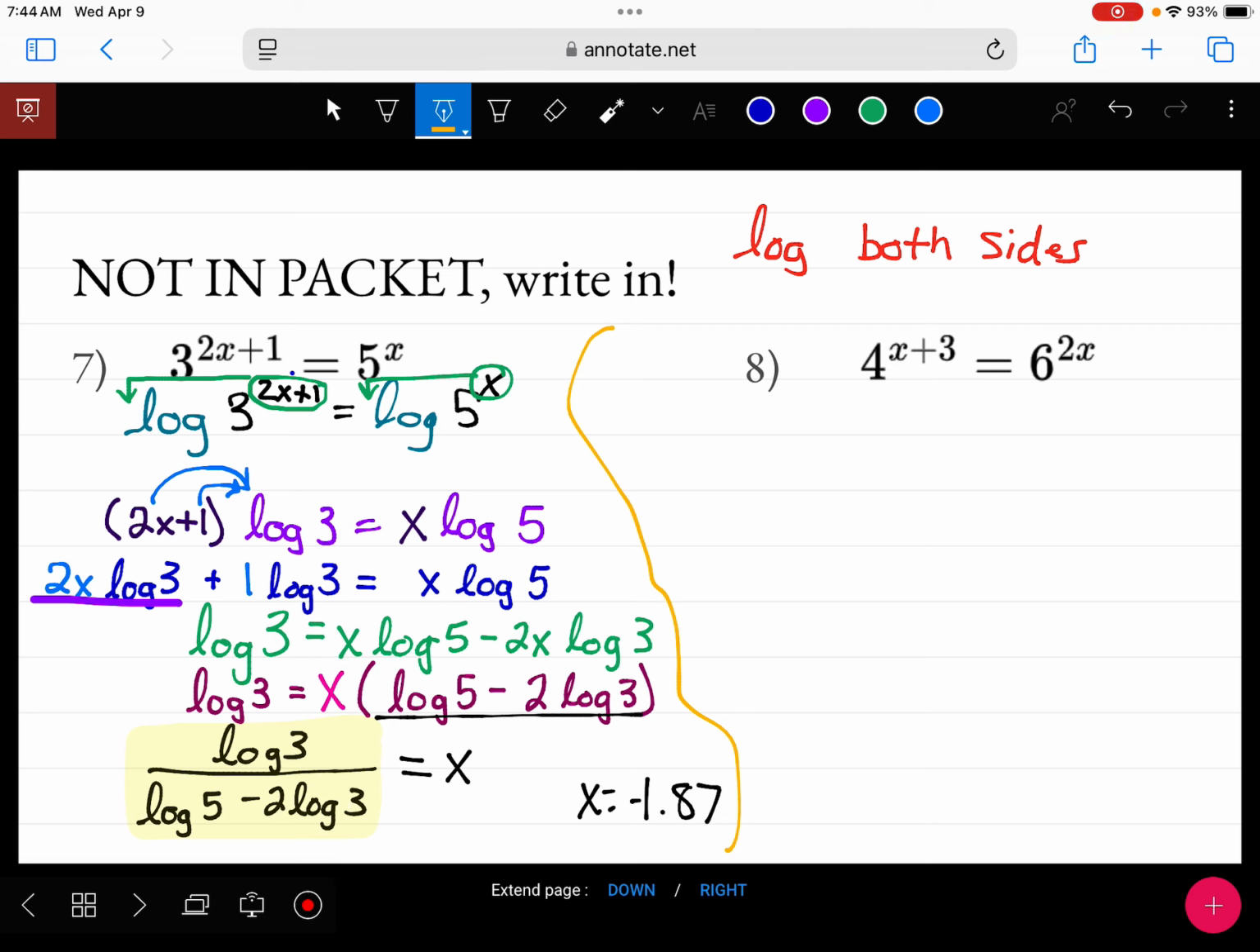So our first step is going to be to log both sides. So I'm going to have my log of 4 to the x plus 3 equals our log of 6 to the 2x. You can also use ln if you'd prefer, just because it's smaller and it's one less letter to write a gabillion times. It genuinely doesn't matter which one you use.